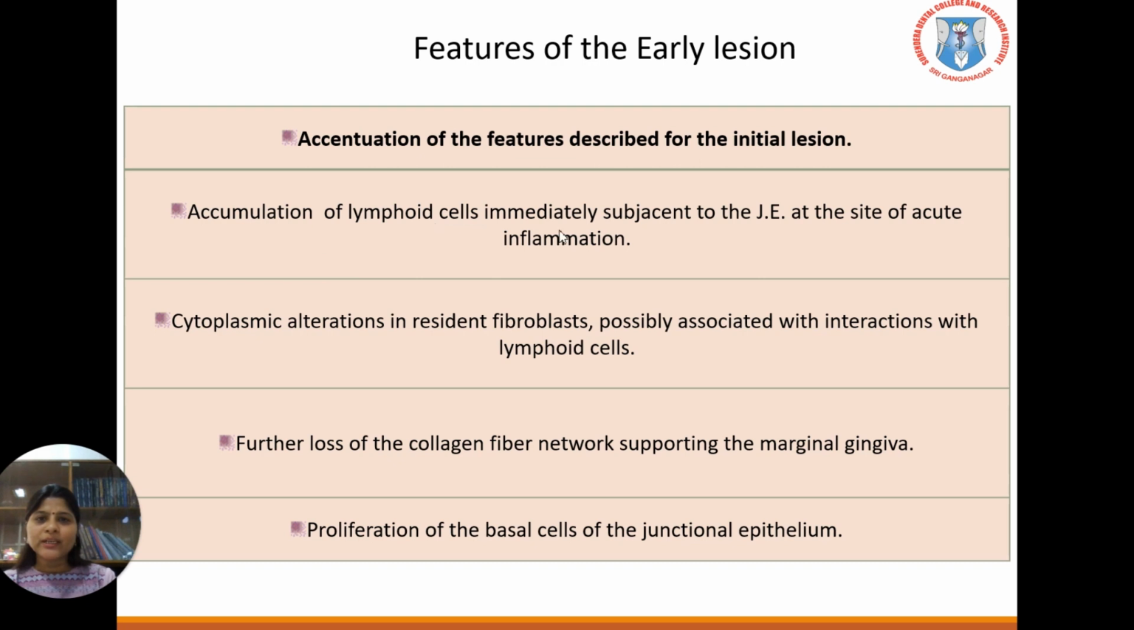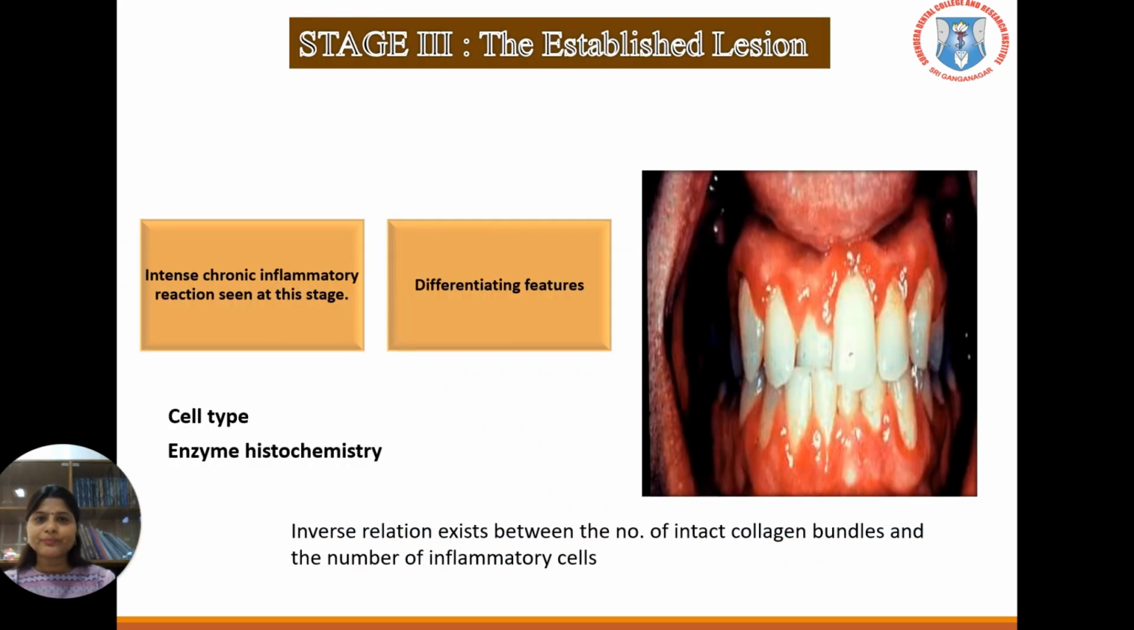of the lymphoid cells immediately adjacent to the junctional epithelium at the site of chronic inflammation, acute inflammation, cytoplasmic alterations in the resident fibroblasts, loss of the collagen fiber network, which has also increased, and proliferation of the basal cells of the junctional epithelium, which is increased because of the destruction of the dentogingival fibers.